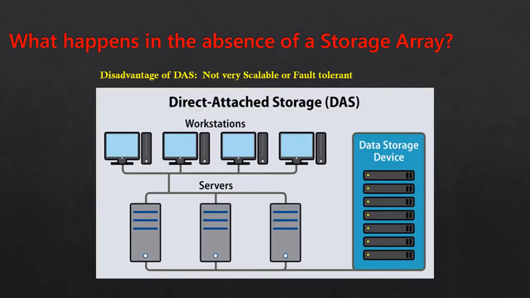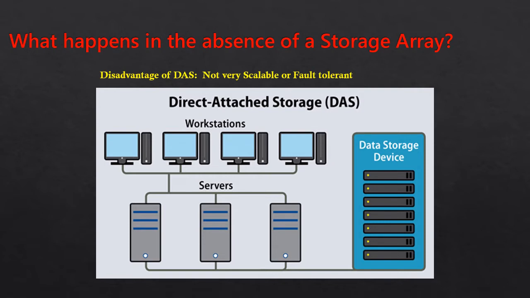Let's find out what happens in the absence of a storage array. Without a storage array, each server has to depend on its own storage, which is usually one or more hard disk drives directly attached to it, and such storage cannot be shared with other servers. This direct attachment of the storage to a single server, either internally or externally, is called direct attached storage, or DAS. The disadvantage of direct attached storage is that while one server may have plenty of free storage capacity available, another server may be running out of space, and there is no option to share the free capacity available in one of the servers.